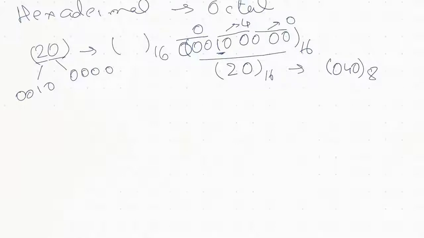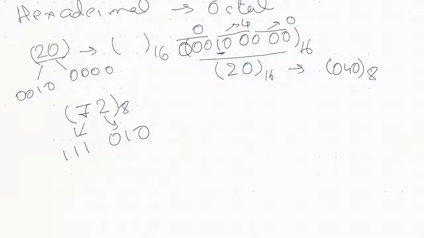And the vice versa can also be done. So if I'm given, imagine, 72 in octal, what I can do is convert it into binary. Let us take the 3-bit representation. So 0 1 0, and 7 means 1 1 1, right?